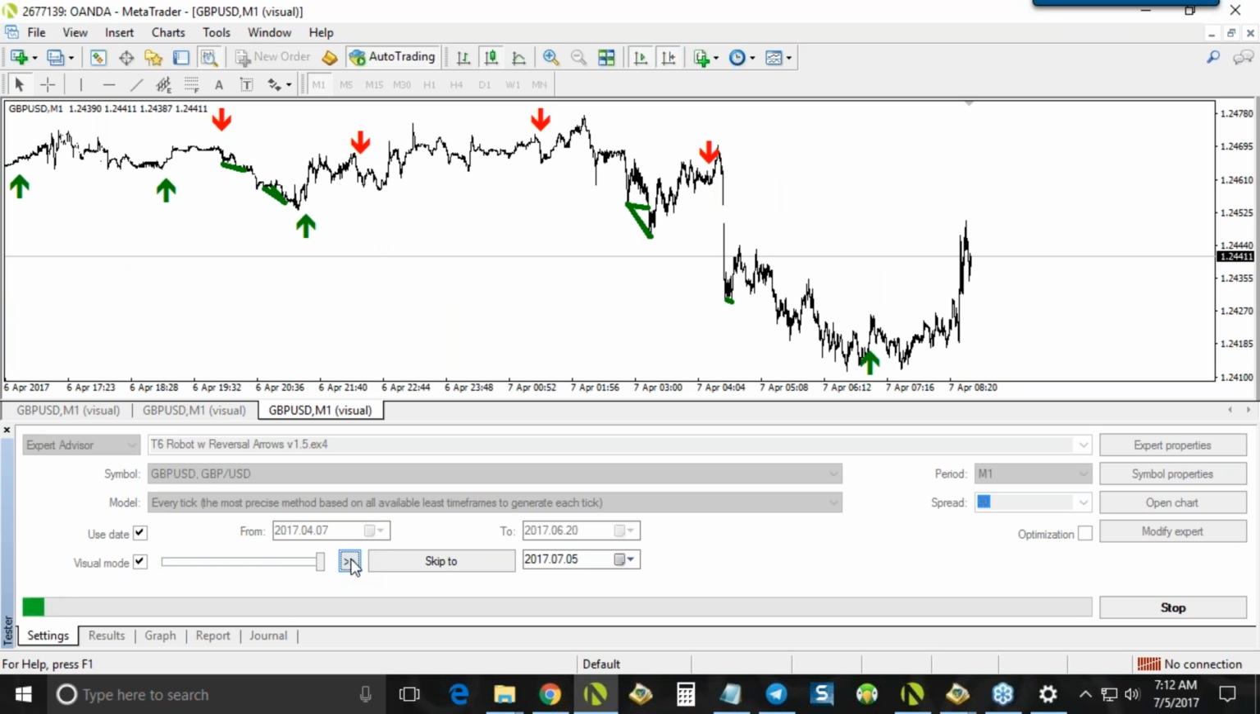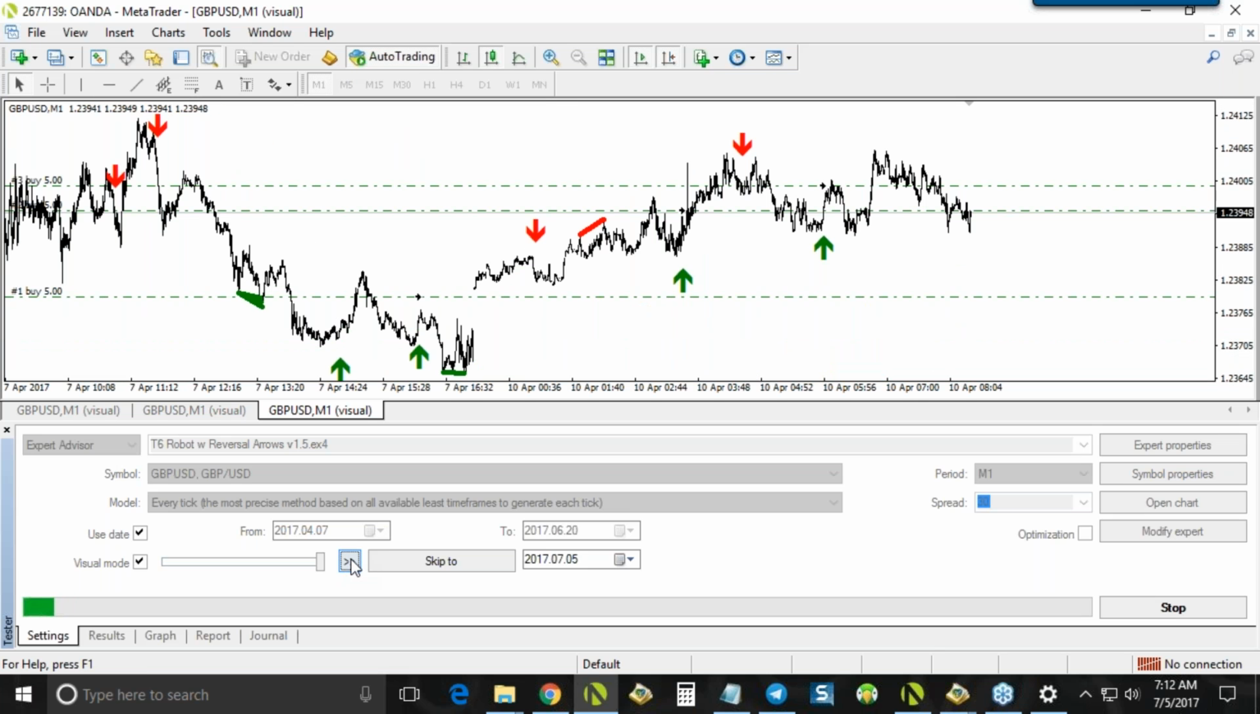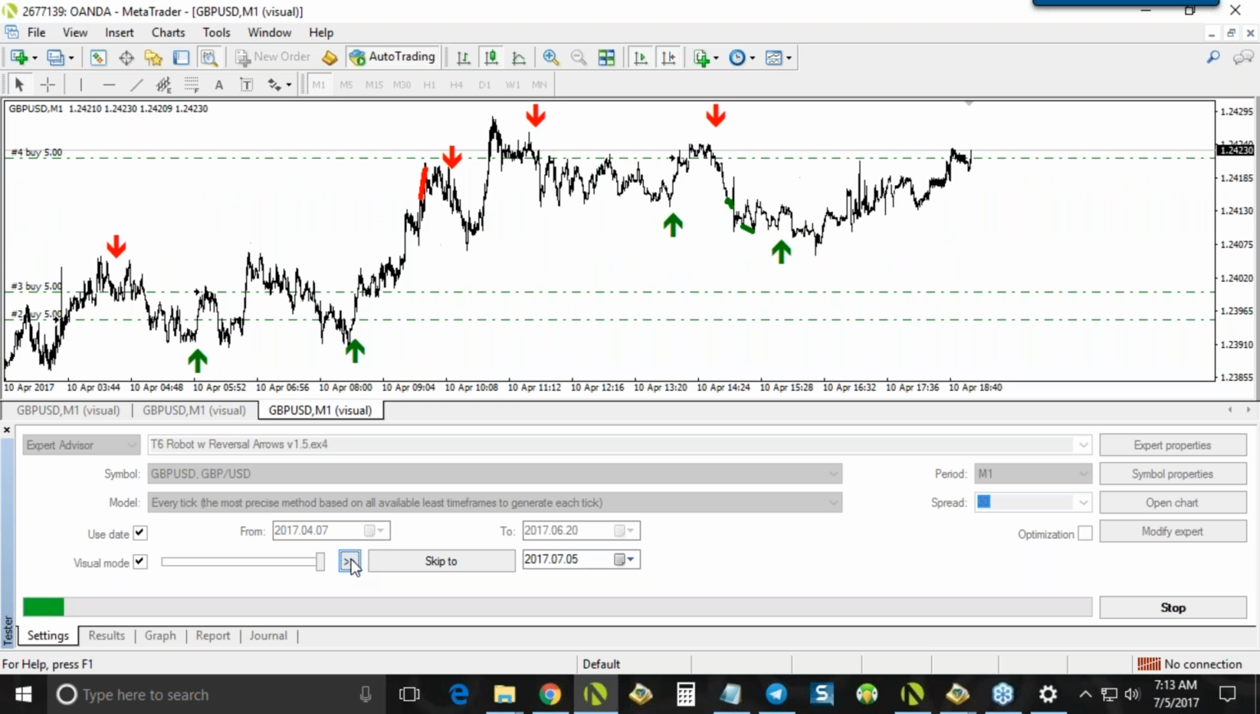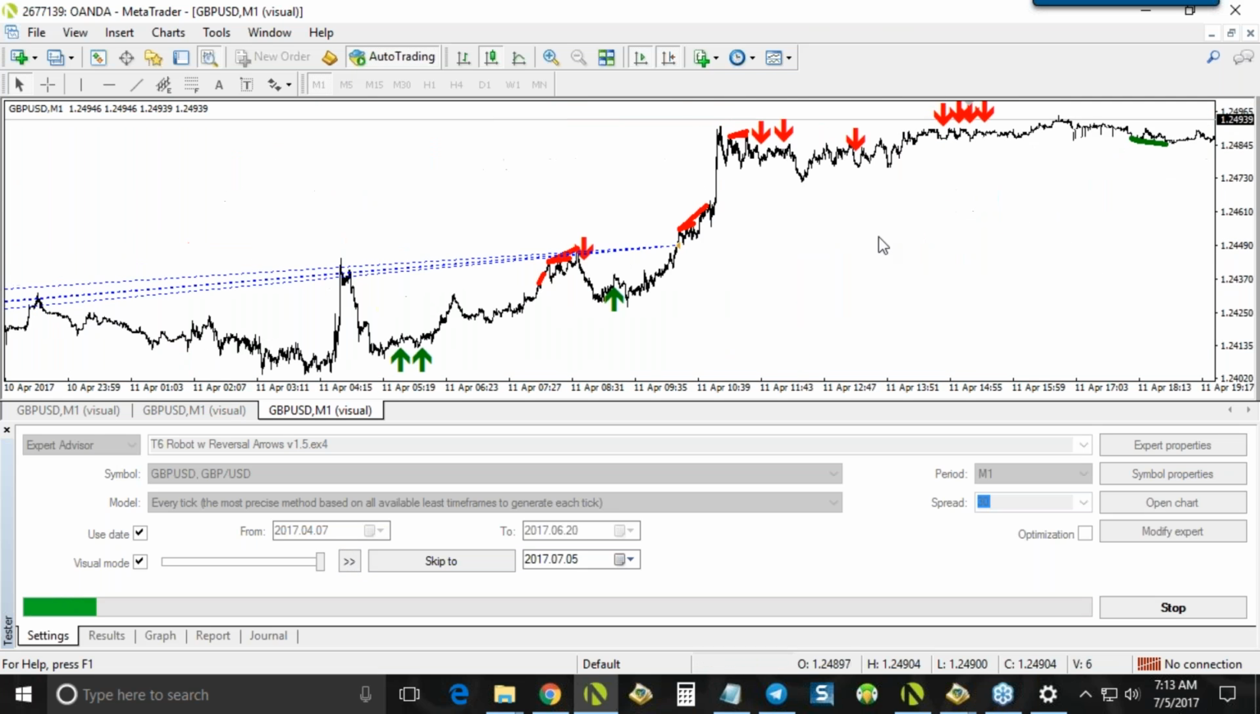More and more, I'm thinking it's time for me to turn this robot on a live account. I'm seeing more and more examples of this just doing perfectly fine. Took a bunch of nice trades here. Whoa, that's a lot of trades.